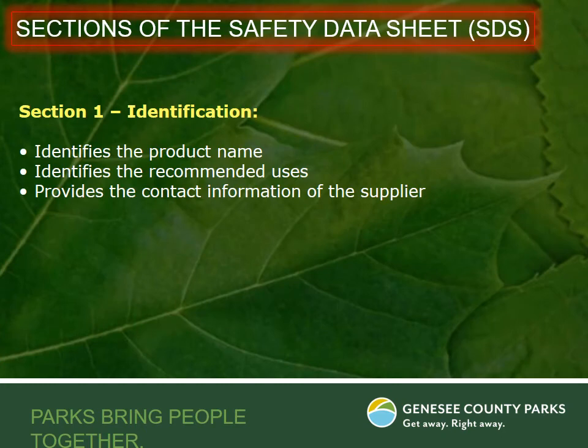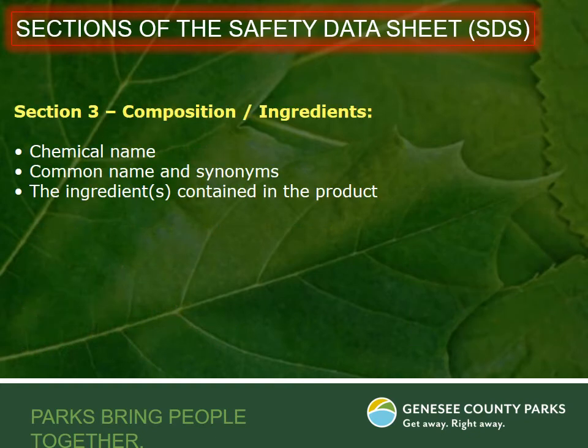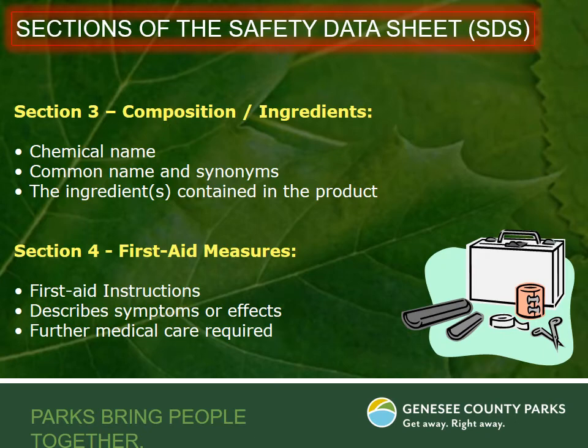The sections of the SDS are in order, starting with identification of the product, hazard identification, including pictograms, signal words, hazard statement, precautionary statement, and hazardous ingredients. Ingredients is section 3. Section 4 is of specific interest to employees because this section provides for first aid, including immediate first aid necessary, symptoms or effects of exposure to the product, and whether or not you need further medical care beyond the immediate first aid.